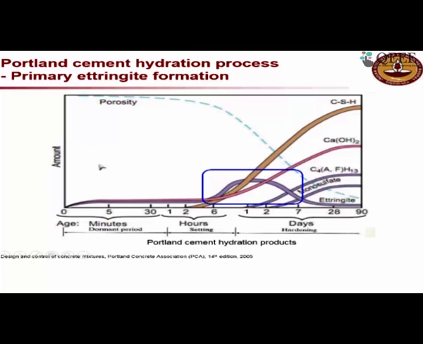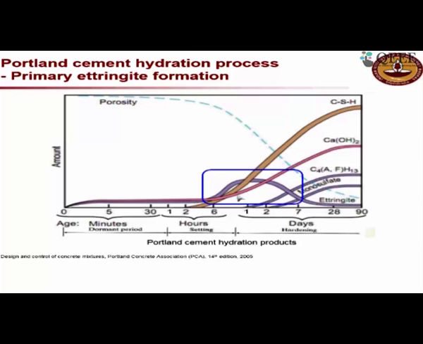Now in Portland cement concrete, during the hydration, some ettringite is actually formed in the beginning itself during the curing process. After about a couple of hours, you can see this curve here, this purple color, this is the ettringite, and the amount of ettringite formed is increasing, more ettringite is formed. Now the problem is, why is there something called delayed ettringite formation? This is the primary ettringite formation, which is formed during normal curing of the cement paste.